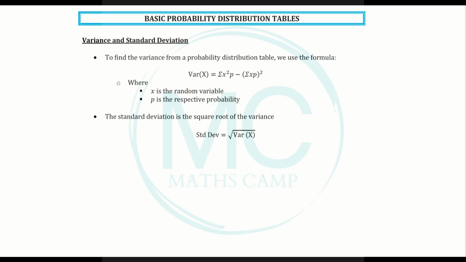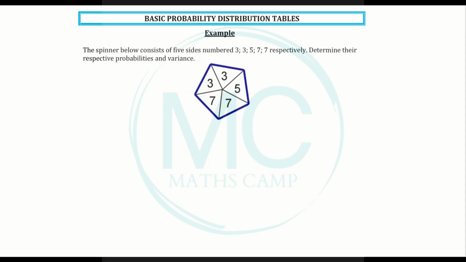The standard deviation is the square root of the variance. So to find standard deviation, all you need to do is square root your variance. Let's look at a basic example. The spinner below consists of 5 sides, numbered 3, 3, 5, 7, and 7 respectively. Determine the respective probabilities and the variance.